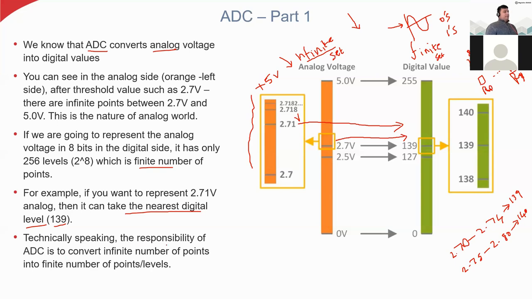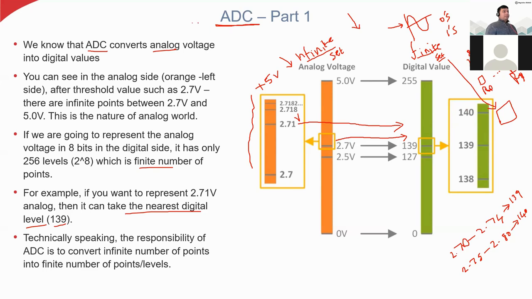So technically speaking, the responsibility of an ADC is to convert an infinite number of points into a finite number of points, or finite number of levels. That is the whole purpose of this analog to digital converter. Once we convert into this finite set of numbers, it's easy for us to process it mathematically. We can do addition, subtraction, comparison, multiplication, division, any operation in this microprocessor or microcontroller using this finite set of numbers. That is the whole purpose of ADC.